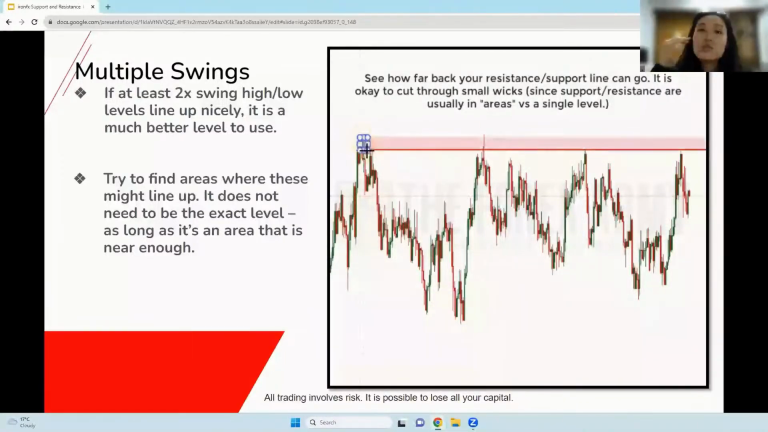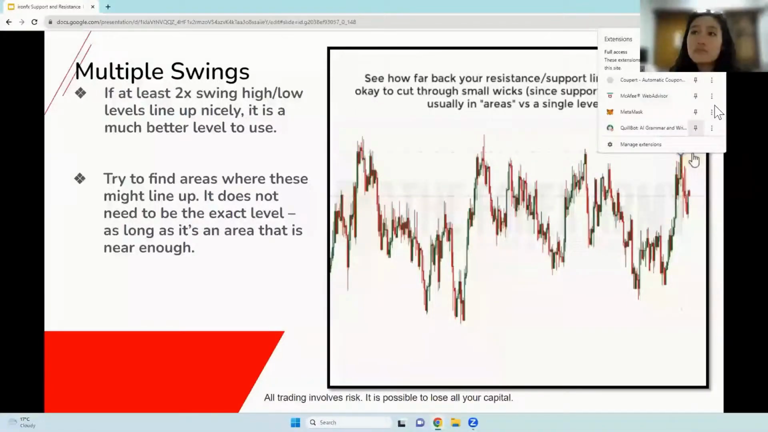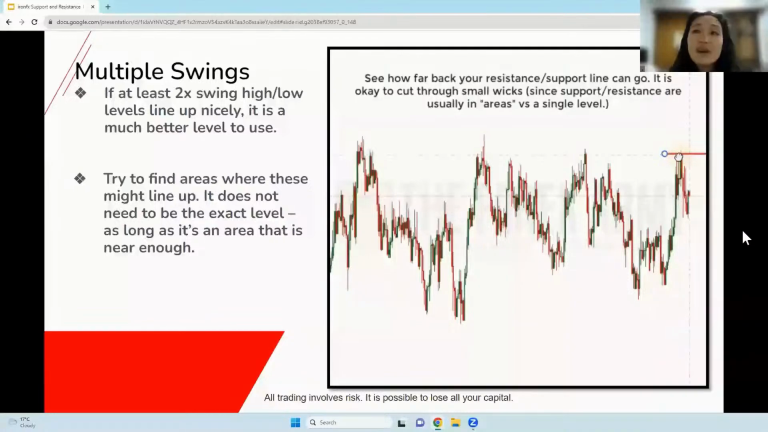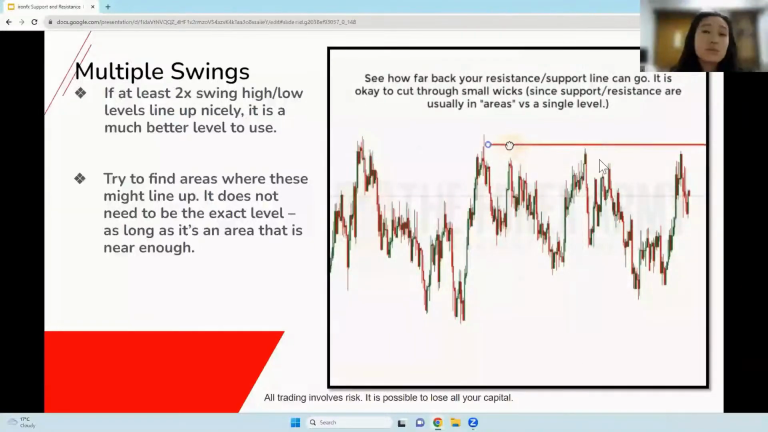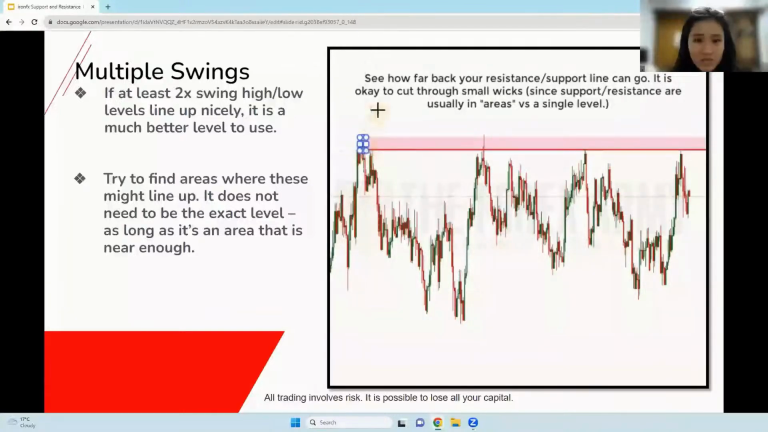So in this GIF here, you want to see how far back your resistance or support line can go, and it's okay to cut through small wicks since support and resistance levels are usually in areas. Okay, so you can see here we have four swing highs that are about the same level, and we want to avoid cutting too many candlesticks, but if you're just cutting the wicks like in this example here, that's perfectly fine.